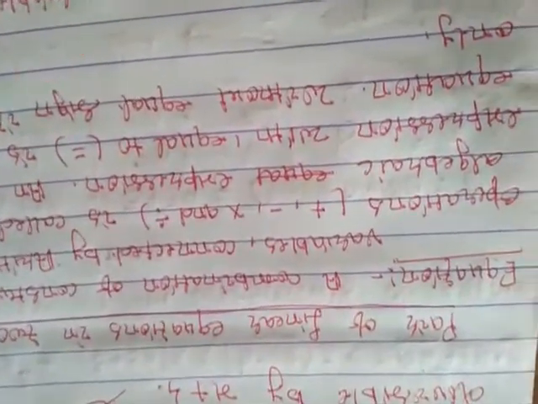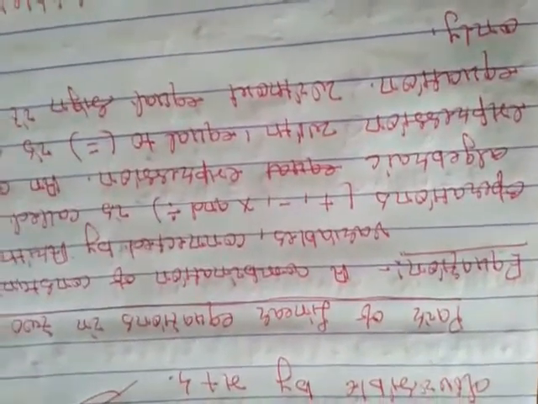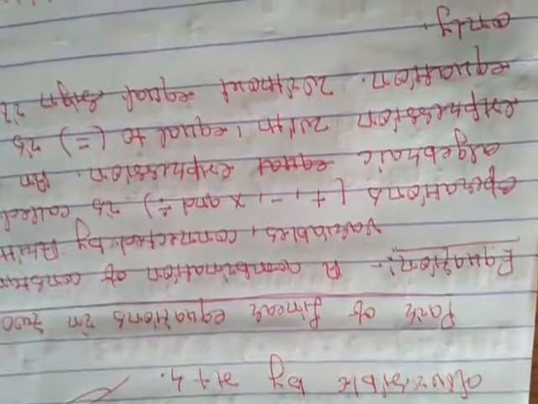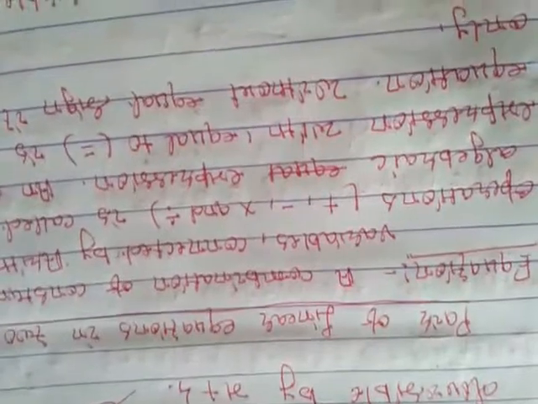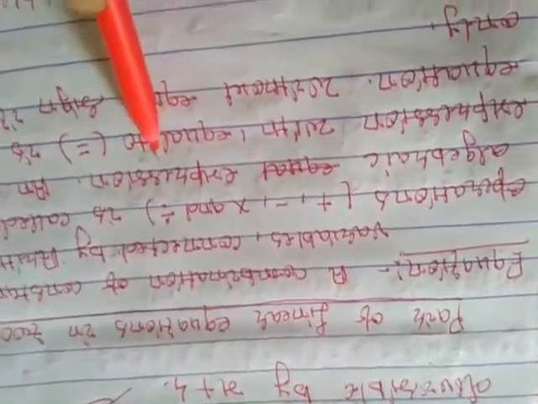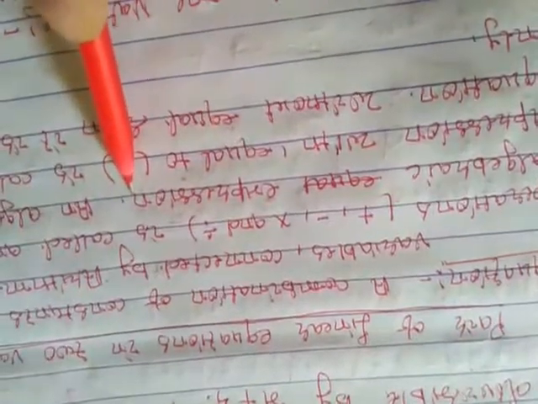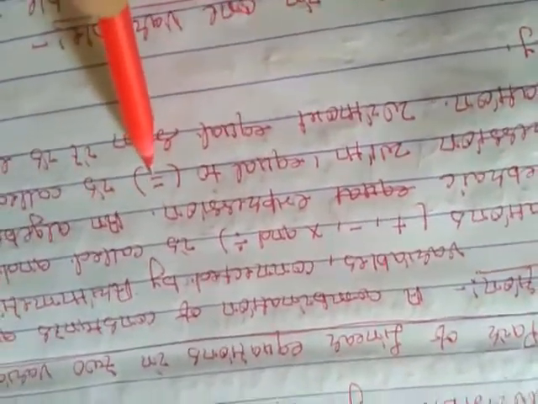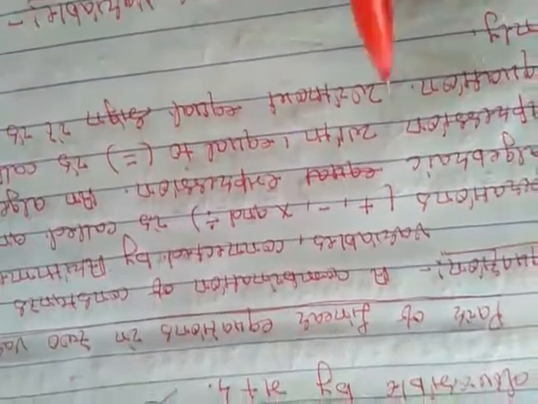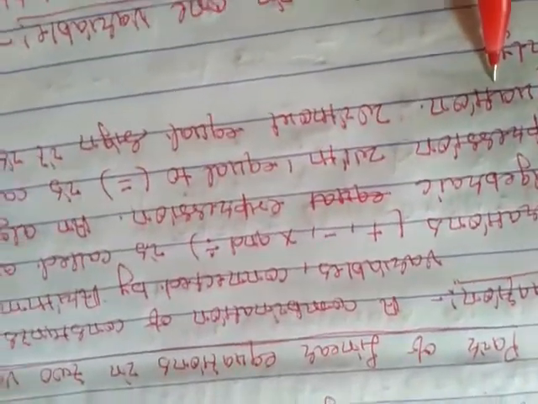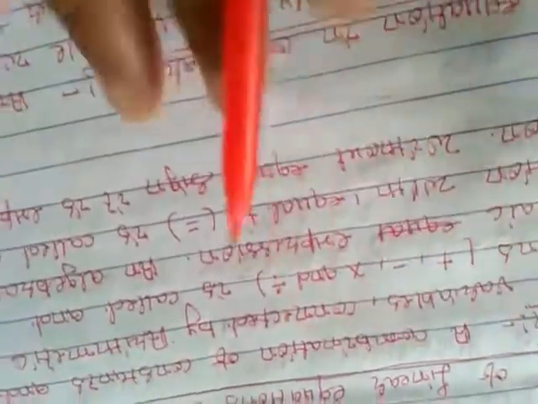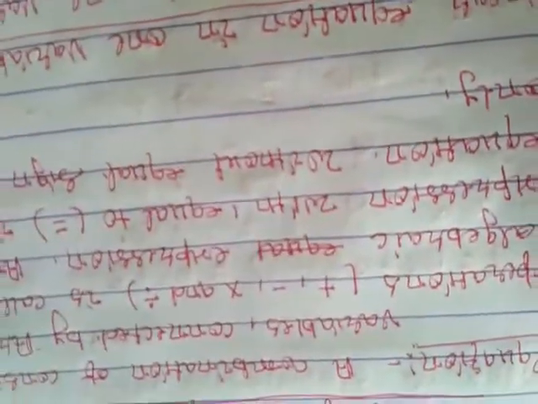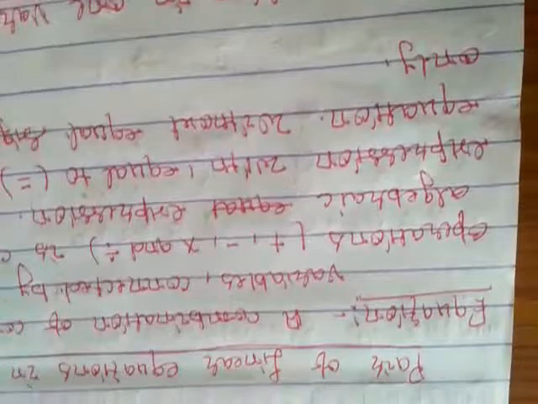When constants and variables are combined with arithmetic operations, either plus, minus, multiply or divide, that is called an algebraic expression. And when any algebraic expression involves an equal to sign, only then is it said to be an equation. Without the equal sign, the expression cannot be an equation. It will remain an algebraic expression only. So, this is the definition of an equation.